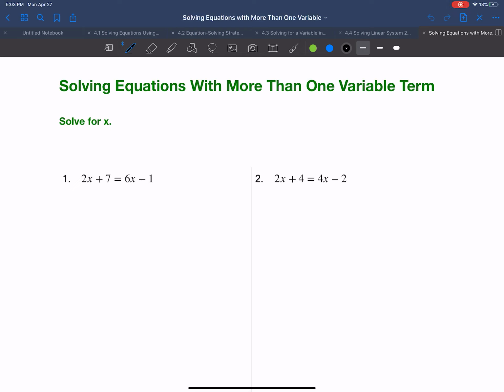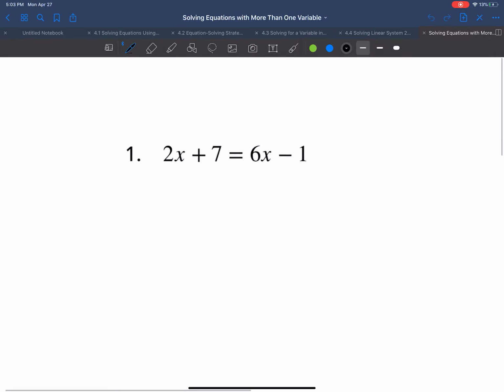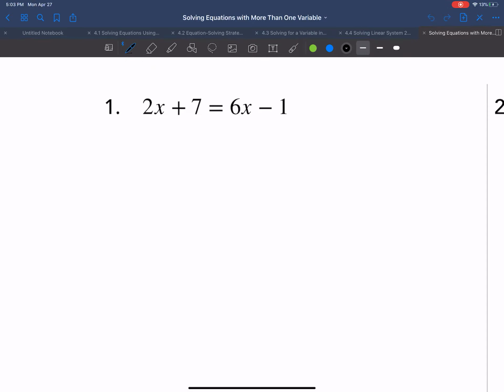Okay, so this week we are solving equations with more than one variable term. What that means is that we want to solve for x, but just like we did before, it's just that I have x on both sides of the equation now. So there's an x term there and an x term there. So when that happens, we need to first get all the like terms together. So we want to move our variables to one side and our numbers to the other side.